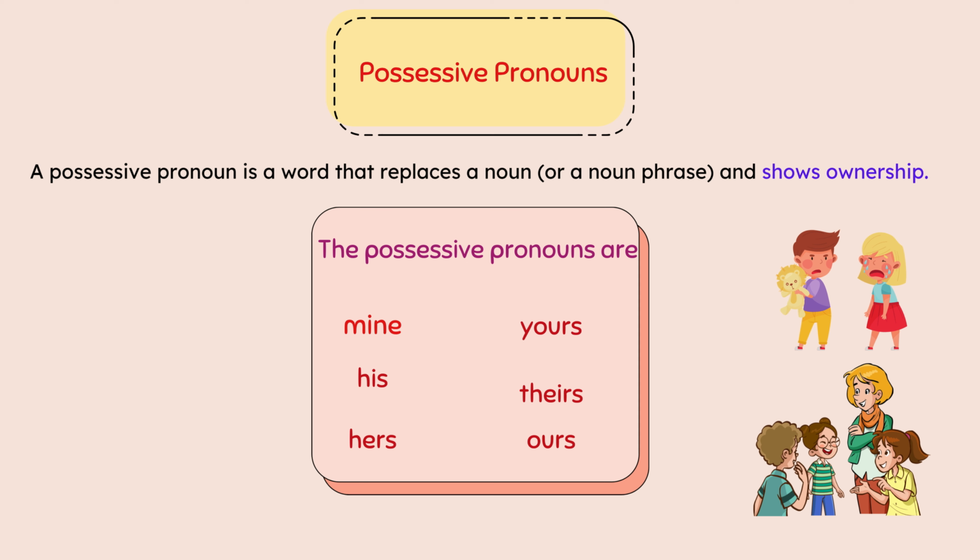They do not need a noun after them. We don't say mine book. Just say mine. This bag is hers. That toy is theirs. It's simple and useful.